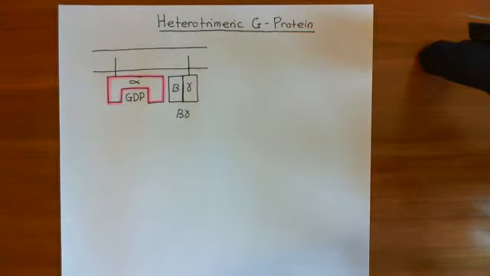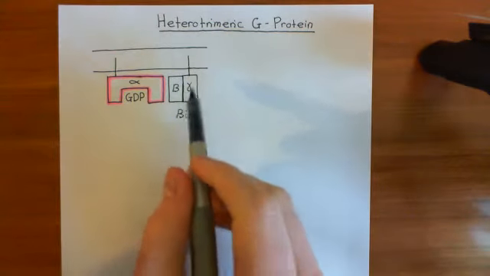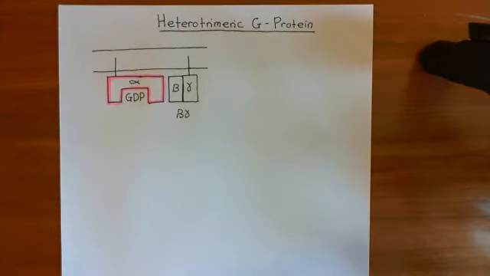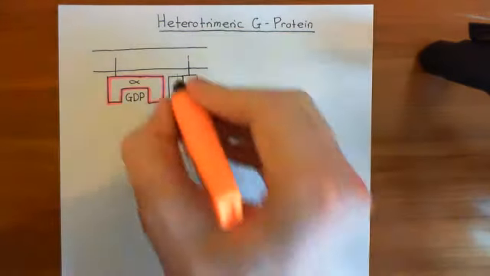This is really for people who already know about lipid modifications of proteins. And the gamma subunit has something known as a prenyl group attached to it, and we will discuss this in a lot of detail later. Okay, so let me colour in the different subunits.